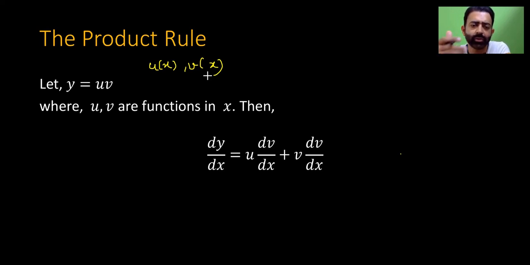Then what this product rule says is that the derivative of y with respect to x is: you keep the first function as it is and differentiate the second function, plus you keep the second function as it is, v, and differentiate the first function, u. Or vice versa. It means you treat the first function as a constant and differentiate the second function, then write a plus sign and then differentiate the first function keeping the second function as constant. Okay, this is your product rule.